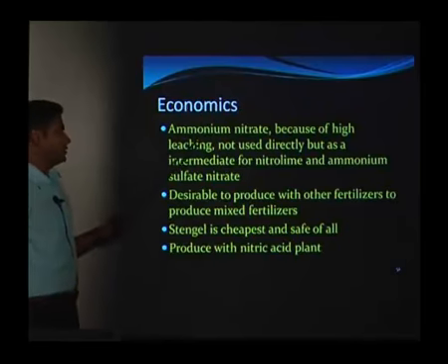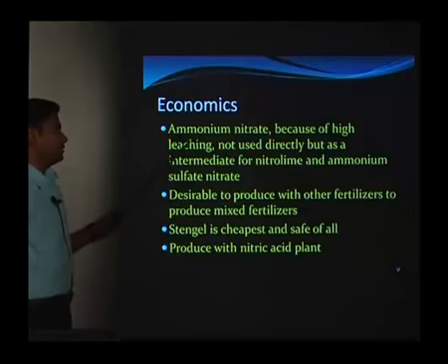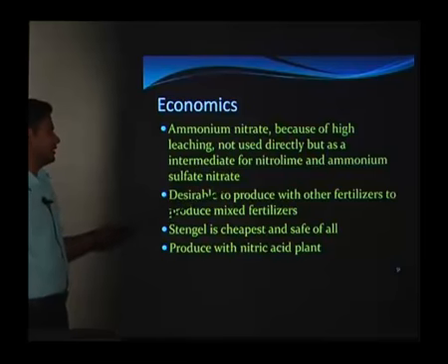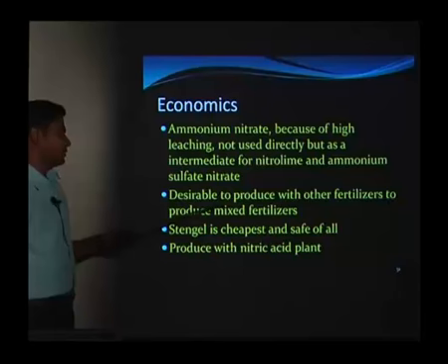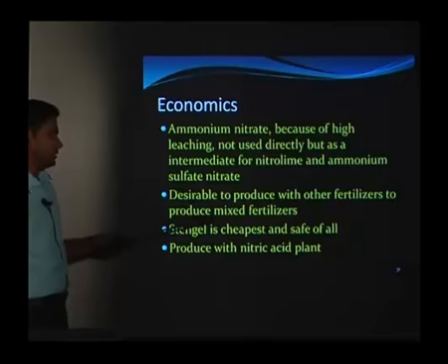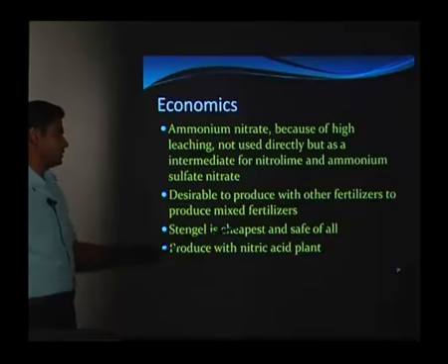If you see the economics of this process, ammonium nitrate, because of the high leaching, is not used directly but as an intermediate for the nitro lime and the ammonium sulfate nitrate, and it is desirable to produce it with other fertilizer to produce mixed fertilizer. So separately having this plant is not economical, but we can have the plant with other fertilizer in order to produce the mixed fertilizers.